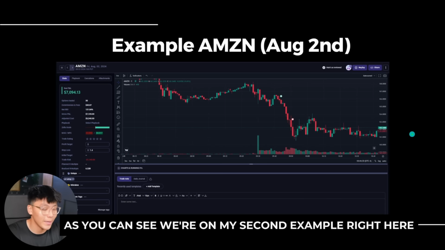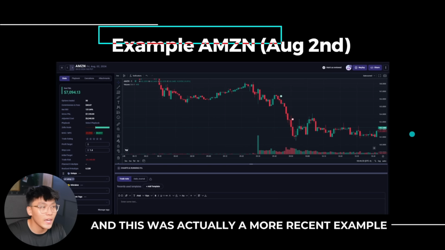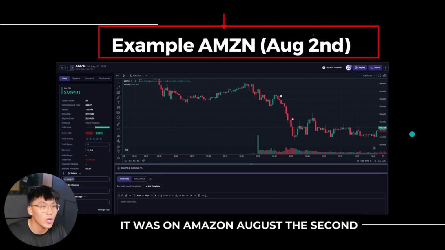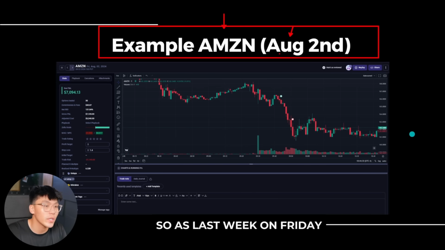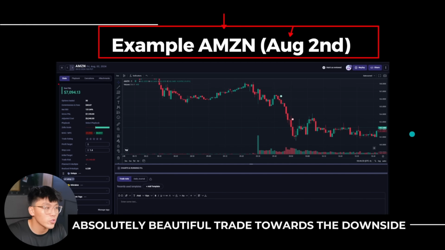So with this being said, let's go on to a more recent example on a trade that I took last week. As you can see, we're on my second example right here, and this was actually a more recent example. It was on Amazon August the 2nd. So it was last week on Friday. Absolutely beautiful trade towards the downside.